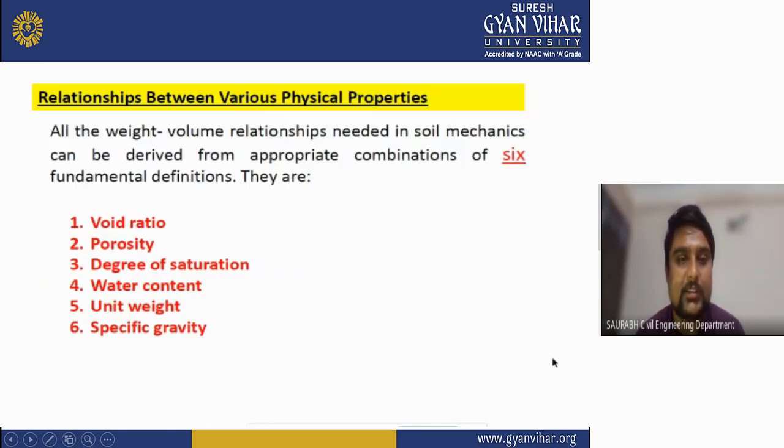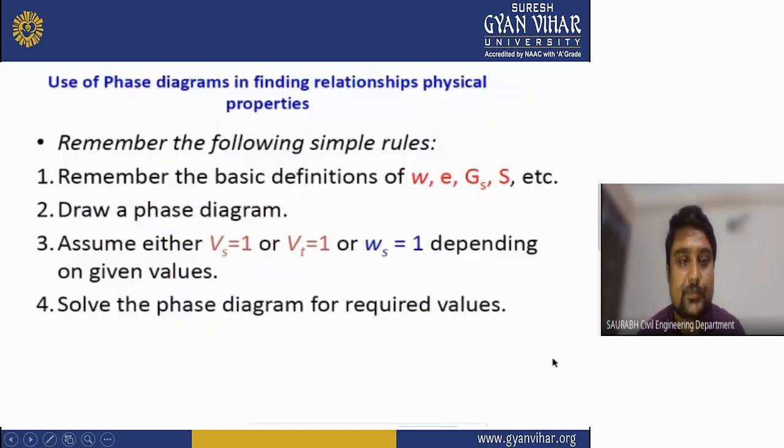And now we will see the relationship between various physical properties of a soil, which is mentioned here. All the weight-volume relationships needed in soil mechanics can be derived from the appropriate combination of six fundamental definitions. They are void ratio, porosity, degree of saturation, water content, unit weight, and specific gravity. The use of the phase diagram in finding physical properties: remember the following simple rule. Remember the basic definitions of water content, void ratio, specific gravity, and degree of saturation.